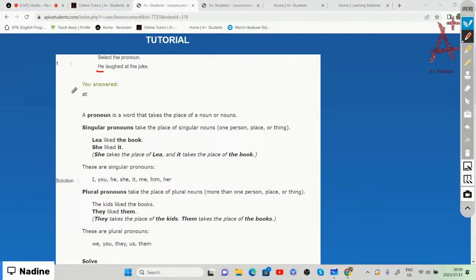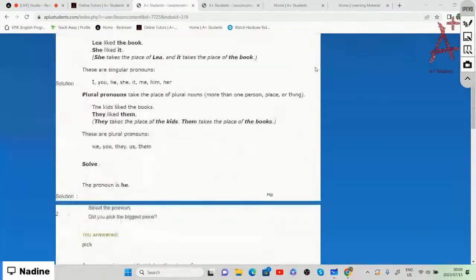So he can refer to someone's name. Maybe instead of saying Jim, we're saying he. So he is a singular pronoun. He laughed at the joke.